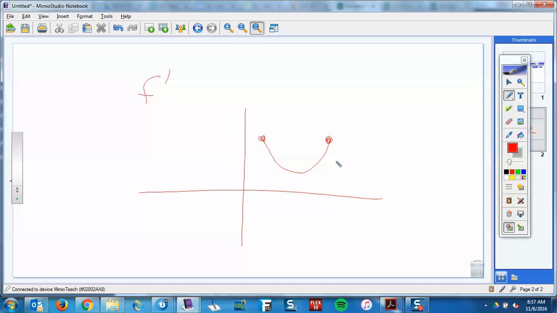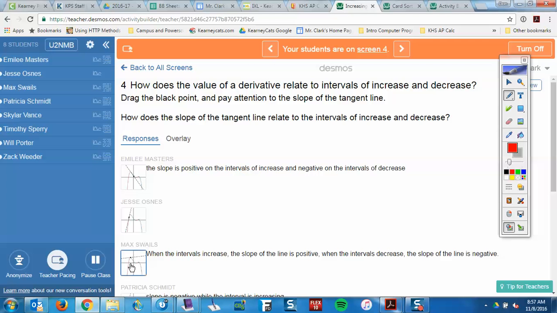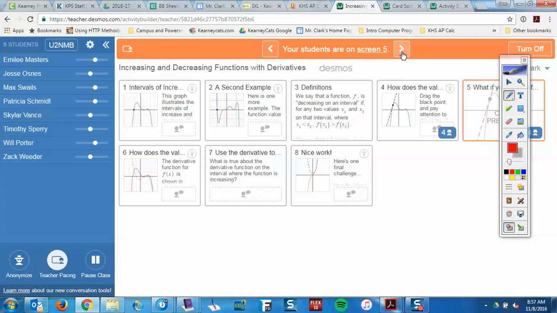Okay, so what we've learned on this screen is that when f prime is positive, f is increasing. When f prime is negative, f is decreasing. And when f prime is 0, f is like at a peak, right? It's flat. Okay, now, everybody go to screen 6.